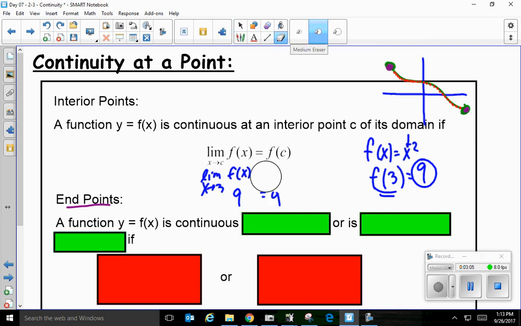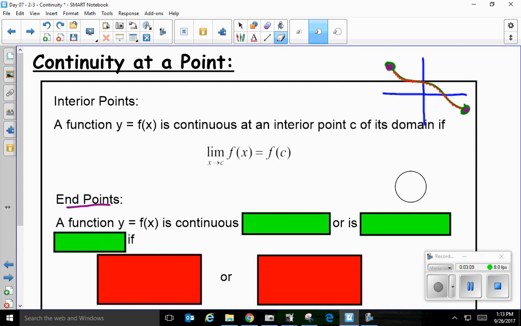Okay. All right. Again, this gets a little bit easier when we start actually applying it. Terminology gets a little hazy.